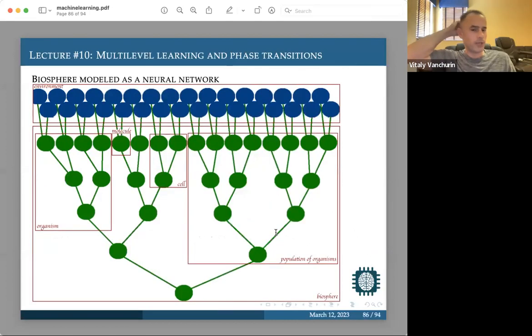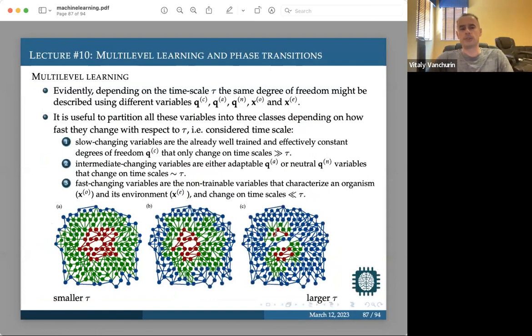Okay, so let's move on. And that's the idea, right? You choose the time scale. You choose the system. You look at the system and you say, okay, certain things don't change, I'm going to call them core variables. Certain things change, I'm going to call them adaptable variables. And then the others are just not trained at all. They behave as if they were non-trainable degrees of freedom for the considered time scale. And so that's the idea of this multi-level learning.